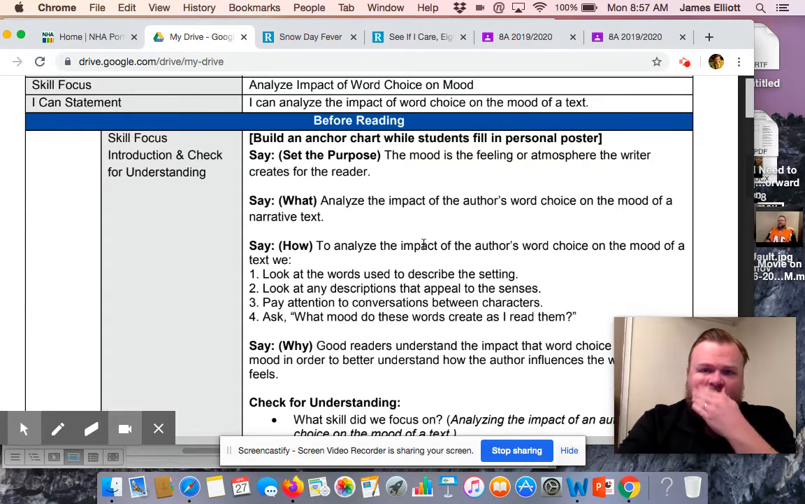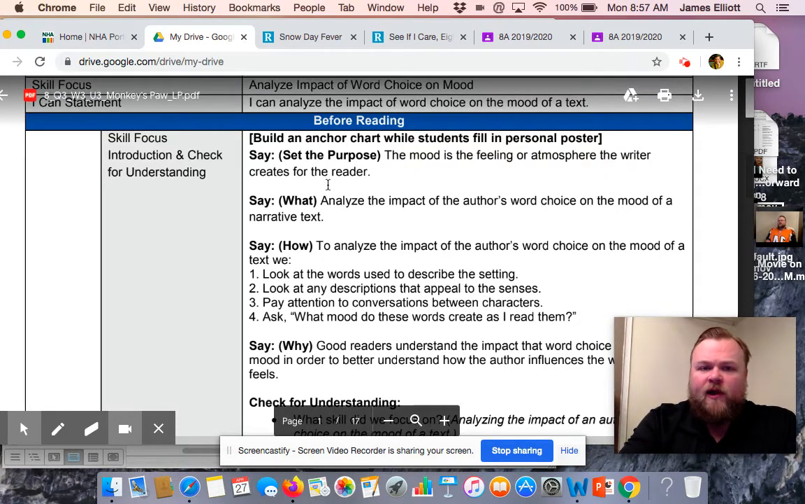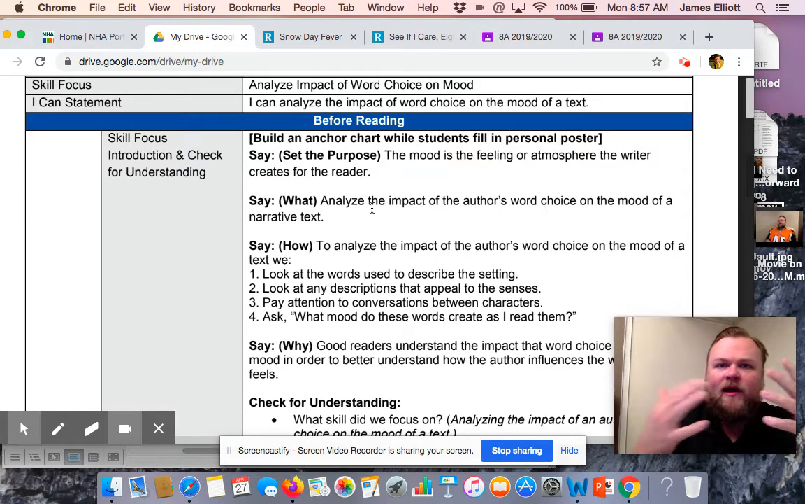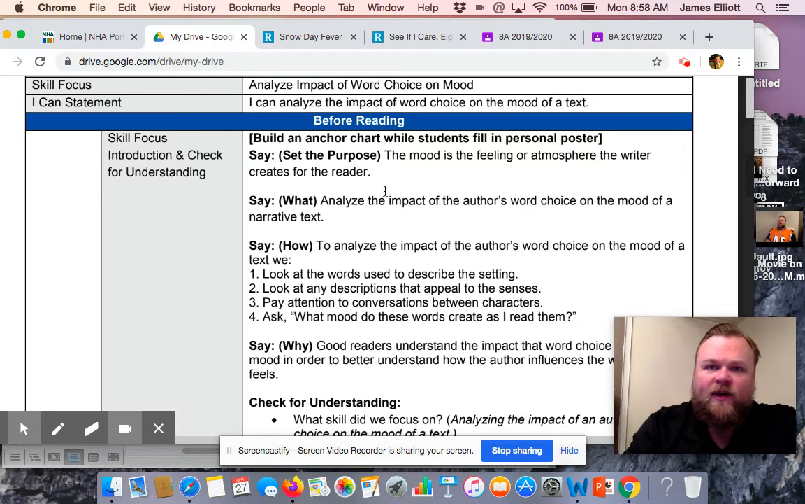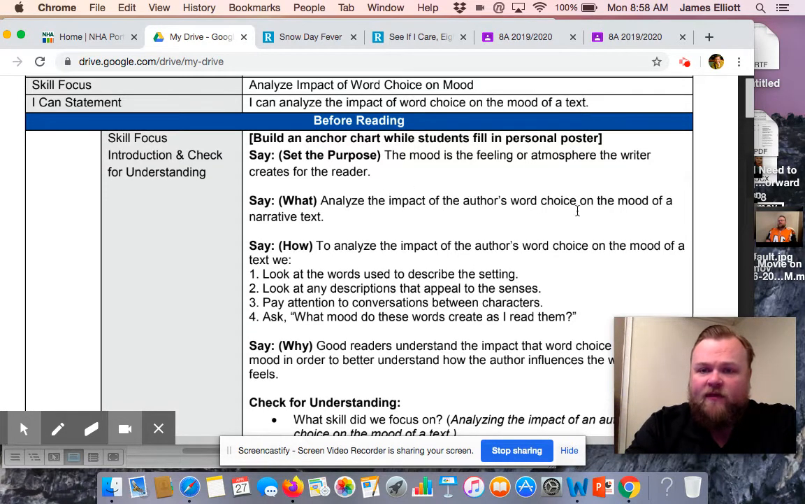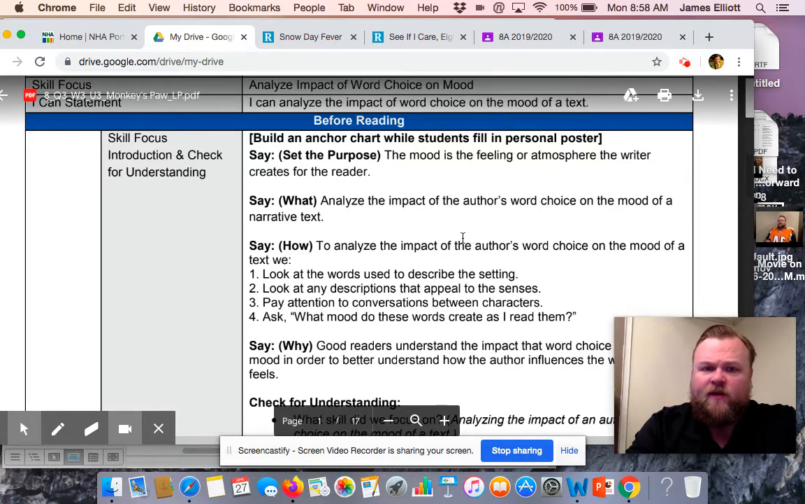So the purpose of the mood is the feeling or atmosphere the writer creates for the reader. And if you remember, we read some things like The House of Dies Drear, and we talked about how if it's gloomy, rain clouds, that makes you feel a certain way. So we're going to be taking a look at that again this week. So analyze the impact of the author's word choice on the mood of a narrative text.